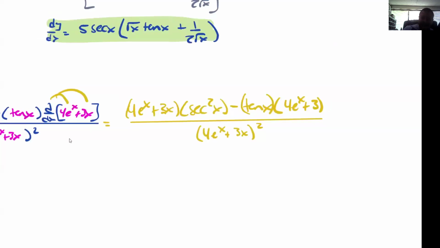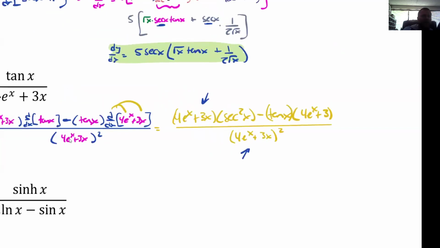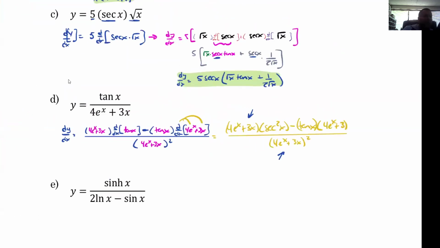So notice that we cannot, once again, cancel those two things out. That is all sorts of illegal math. Don't do that. So this is as simplified as I think it makes sense to do. So that's going to be our derivative.